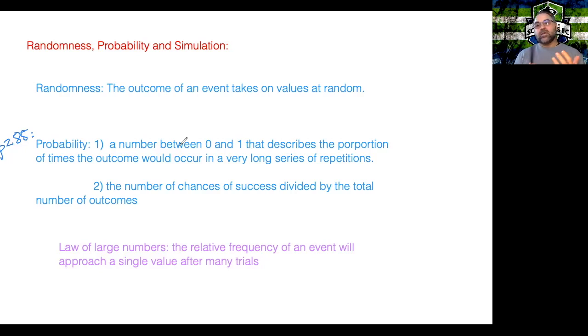So that is one way to think about probability. The other way to think about it, and this is probably the way that if you were in 6th or 7th grade math, or whenever you first started thinking about probability, they described it, is the number of chances of success divided by the total number of outcomes. So, I'd say the probability of an event is the number of chances of success divided by the total number of outcomes.